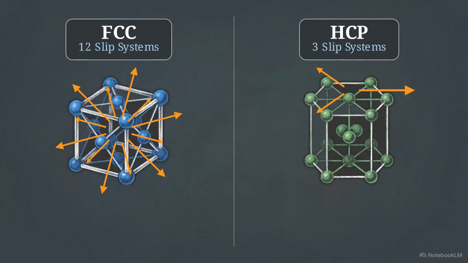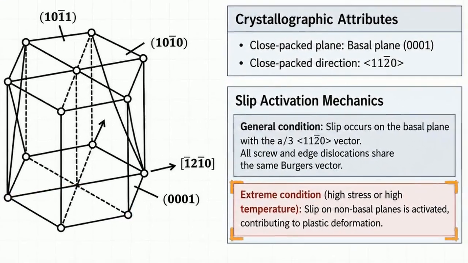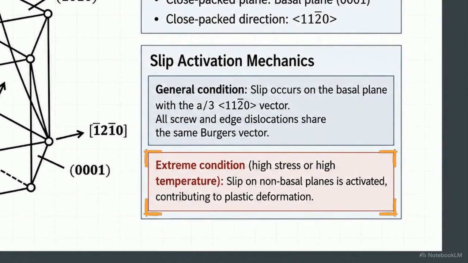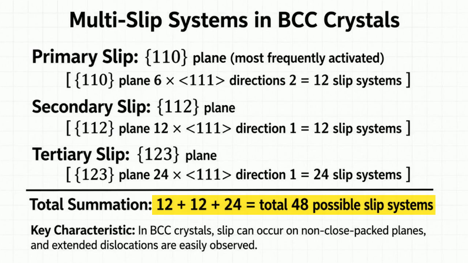This hexagonal model highlights HCP's restrictive nature. Slip is generally limited to just 3 basal systems, unless the material is subjected to high stress or temperature. Transitioning to body-centered cubic, or BCC structures, reveals a lattice with no true close-packed planes. This summation shows how BCC compensates for that lack of close packing. It can activate up to 48 different slip systems across various planes.